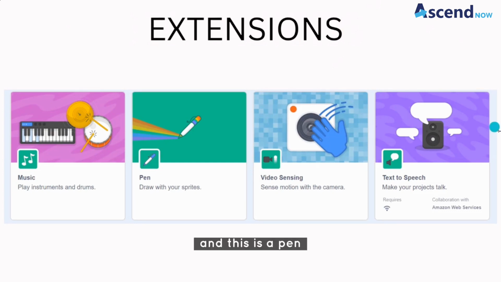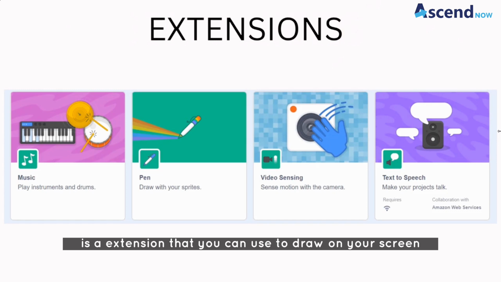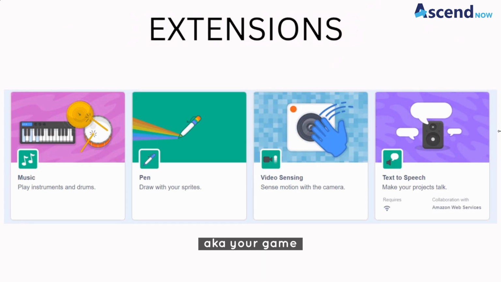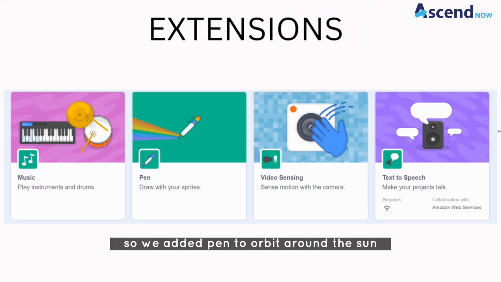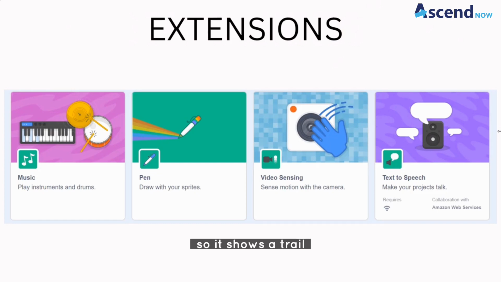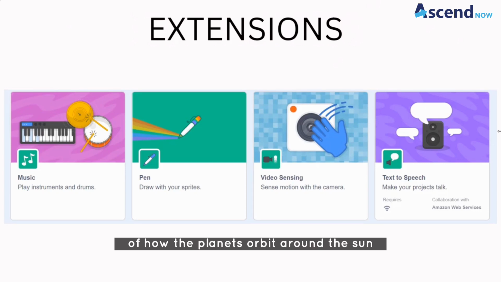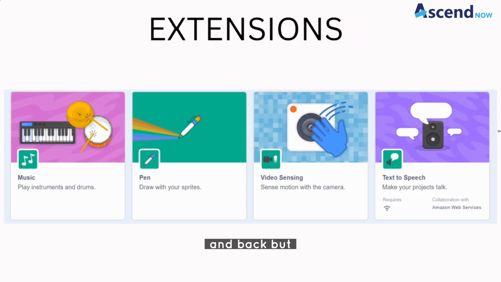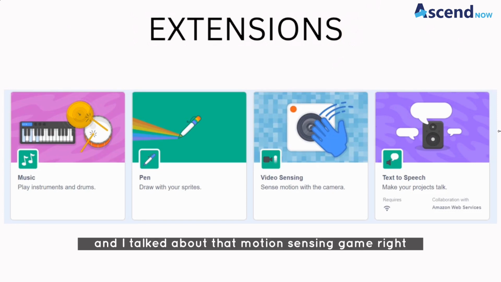And this is a pen. Pen is an extension that you can use to draw on your screen, aka your game. So I made a game about planet orbits, and we wanted to simulate how the planets orbit around the sun. So we added pen to orbit around the sun, so it shows a trail of how the planets orbit around the sun. And for video sensing, I talked about that motion sensing game, right?